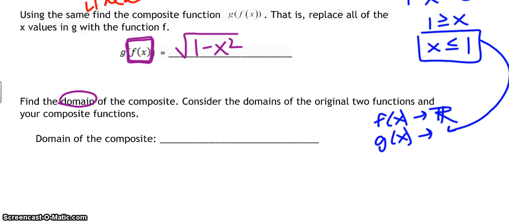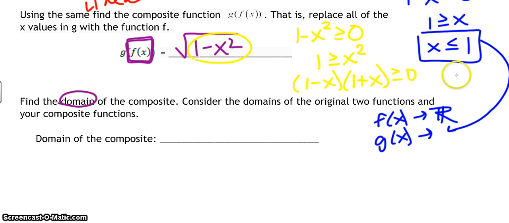Now let's look at our restriction for this whole composite. Well, this composite still has a square root, so whatever's under that square root has to be greater than or equal to 0, which means that 1 is greater than or equal to x squared, which means the square root of 1 is greater than or equal to x squared. Not quite how that works. You want to think about it in terms of a polynomial. 1 minus x, 1 plus x is greater than or equal to 0, which means that we need x to be greater than or equal to negative 1, and x to be less than or equal to 1.